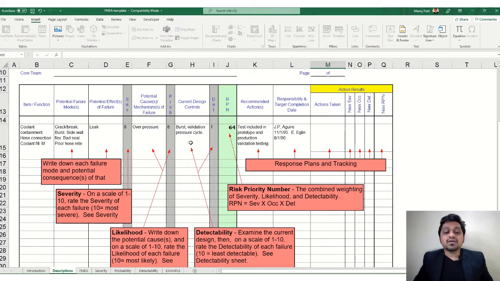Then what are the current design controls? Right now our machine design comes into the picture: what precautions we have taken in order to avoid this failure.